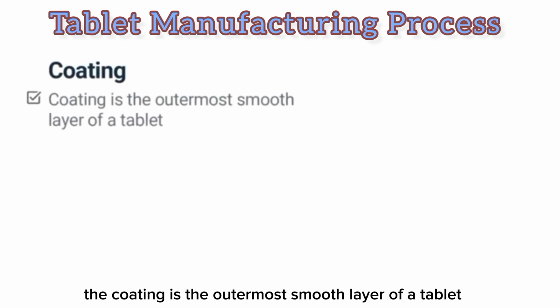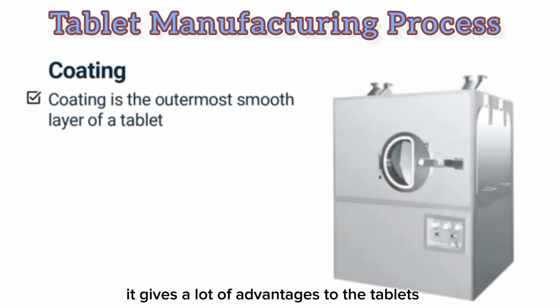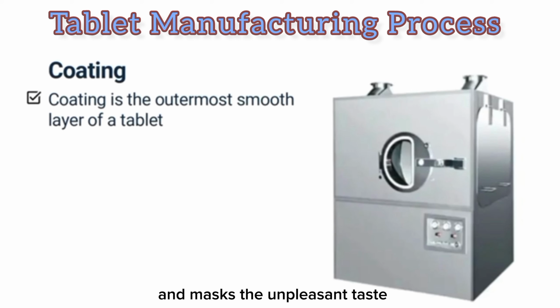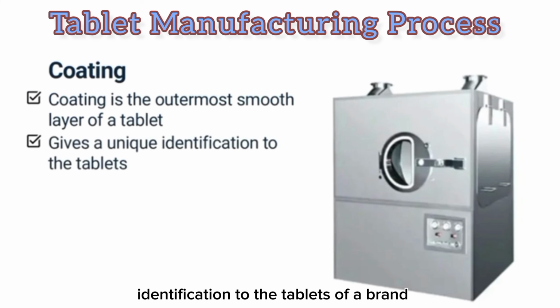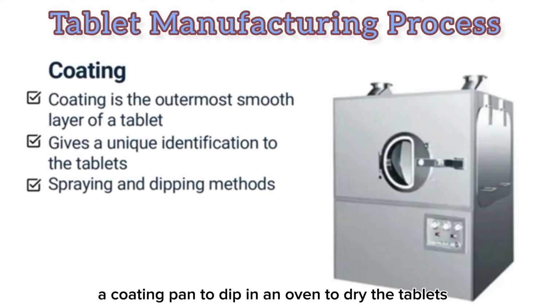The coating is the outermost smooth layer of a tablet. It gives a lot of advantages to the tablets, including improved appearance and stability, reduced dissolution rate, and masking of unpleasant taste. The coating of tablets gives a unique identification to the tablets of a brand. There are many methods used for coating, but spraying and dipping are common. In the dipping method, the tablets are dipped in a coating solution and removed to dry. It requires a coating pan to dip and an oven to dry the tablets.